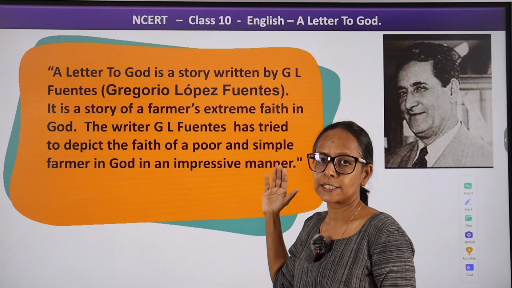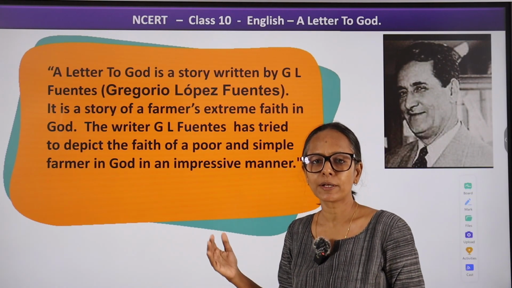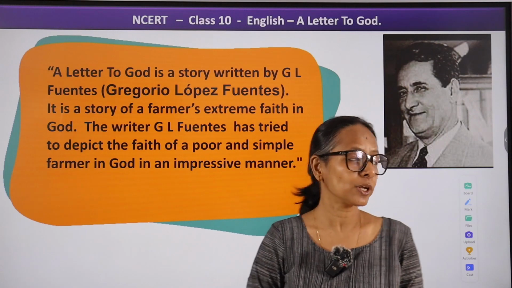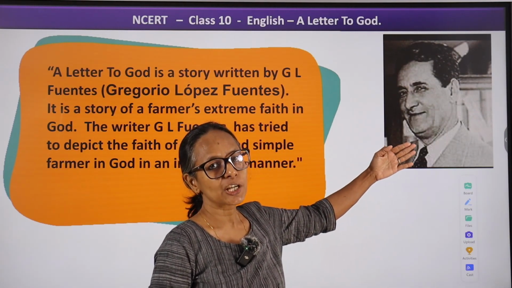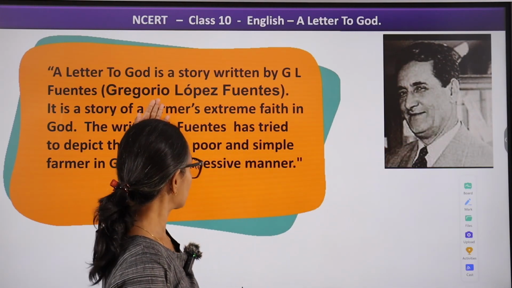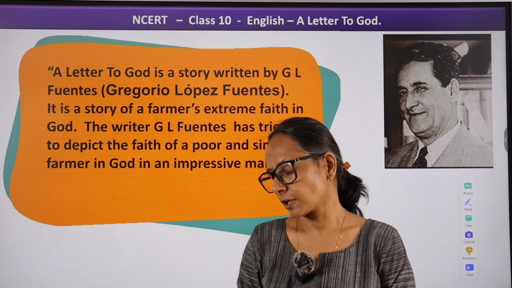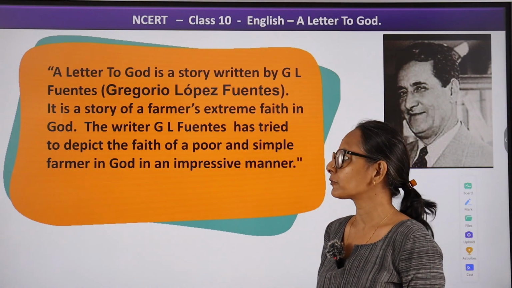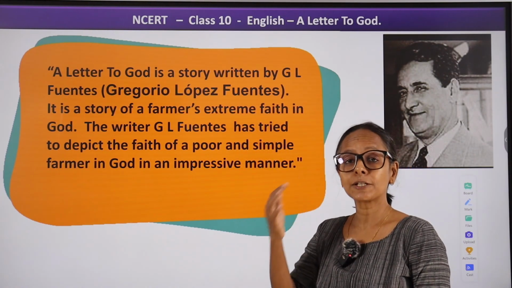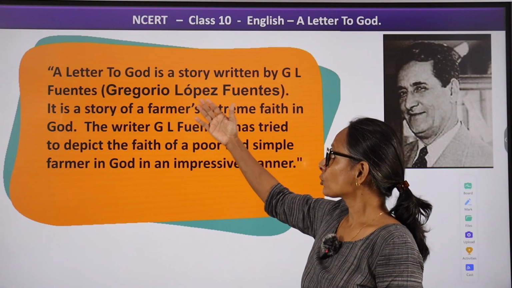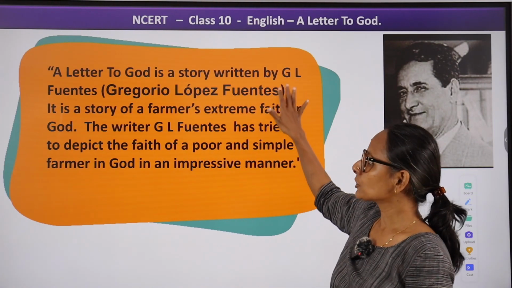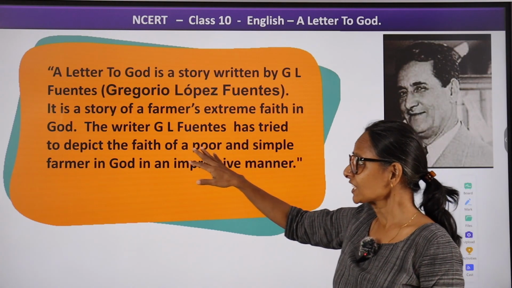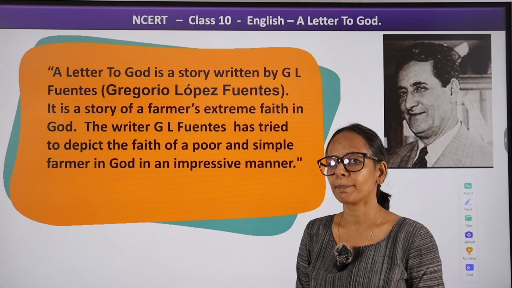So this is chapter 1, A Letter to God. It's a very nice short story written by G.L. Fuentes. So he is the one who has written this lovely, beautiful piece of writing, an excellent short story. A Letter to God is a story written by G.L. Fuentes. What is the story about?